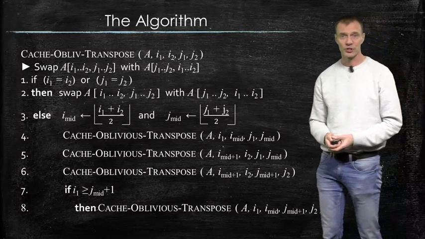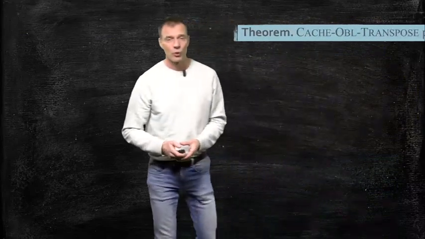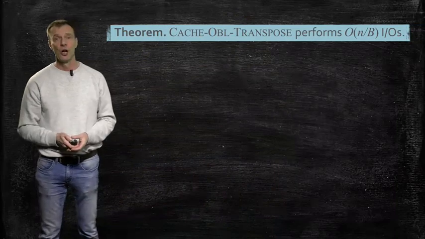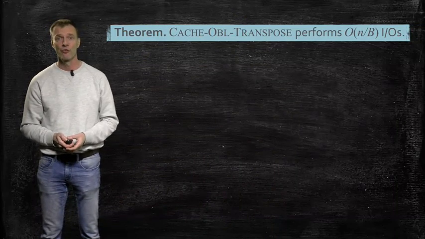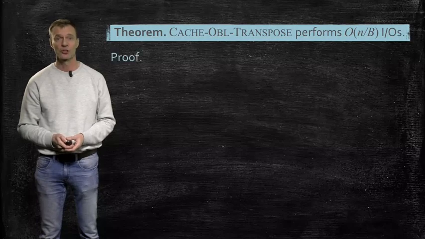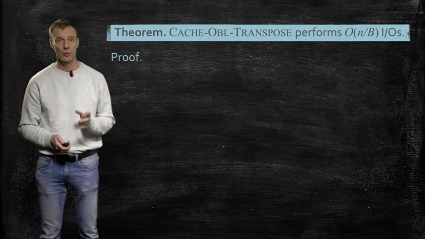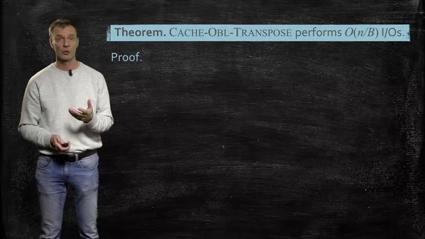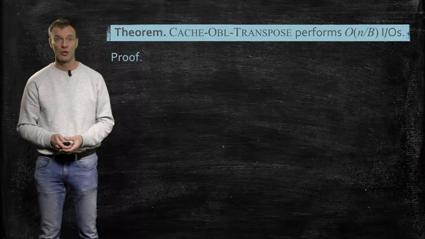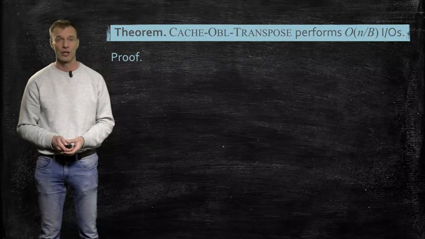Okay, so this was our algorithm. And what I claim is that this algorithm, similarly to the cache-aware algorithm, performs only N divided by B IOs. Okay, so let's try to prove that. And what we're going to do is, since our algorithm is recursive, we're going to prove this using a recurrence relation on the number of IOs.